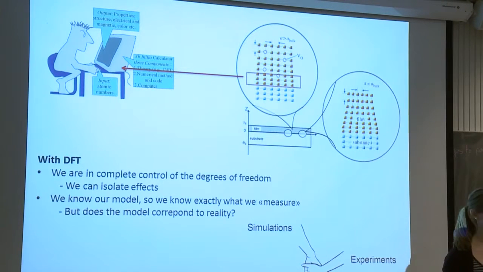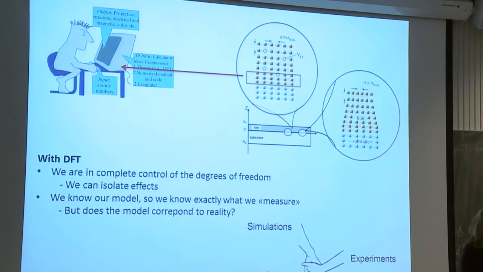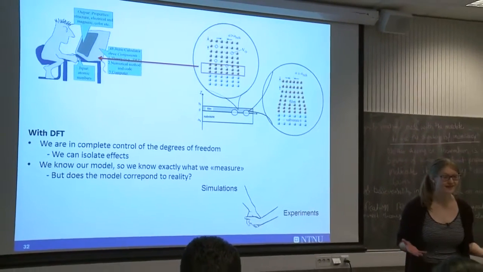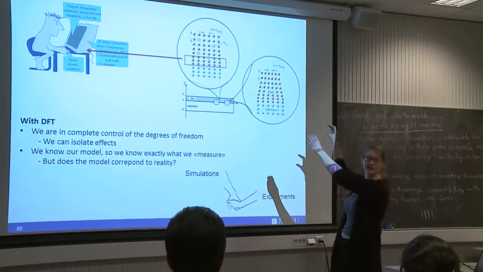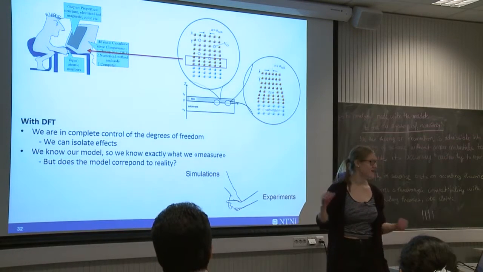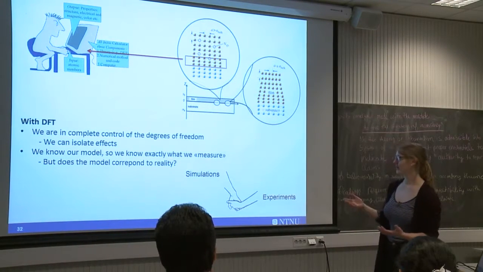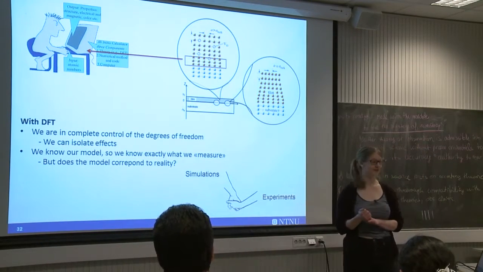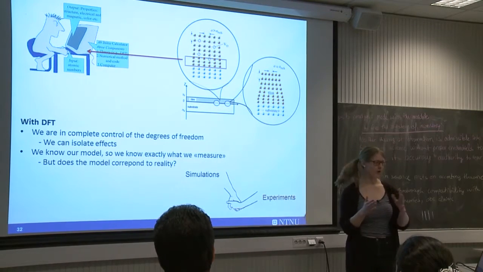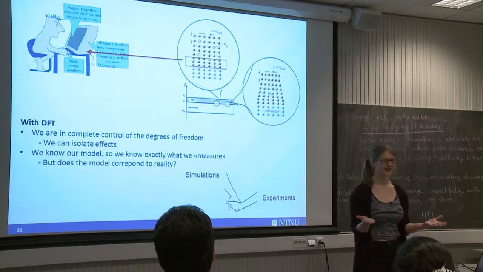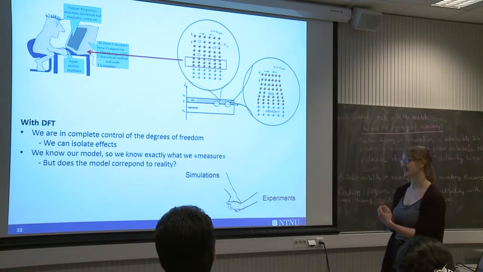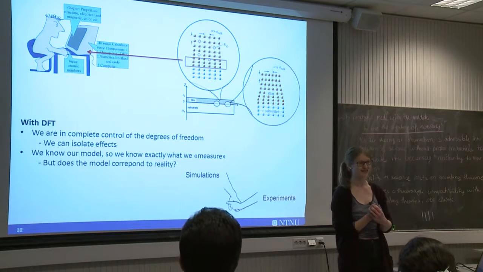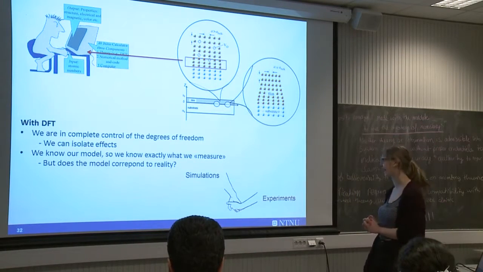I don't need a substrate, for example. I want to look at the thin film, but I only want to look at the effect of strain. So I can just make a model and impose that strain without having the substrate. So in DFT, you have complete control of the degrees of freedom. That's a nice thing. You know your model, so you know exactly what you measure. Of course, the challenge is, does the model correspond to reality? So I don't say that DFT should replace lab experiments. I say that they have to go hand in hand.